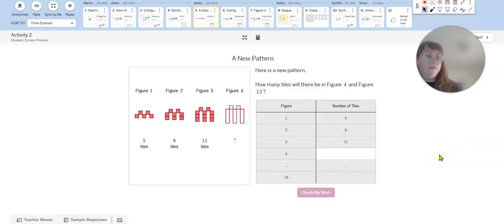Slide 5 when you're ready. It says, here's a new pattern. How many tiles will there be in figure 4 and in figure 15?